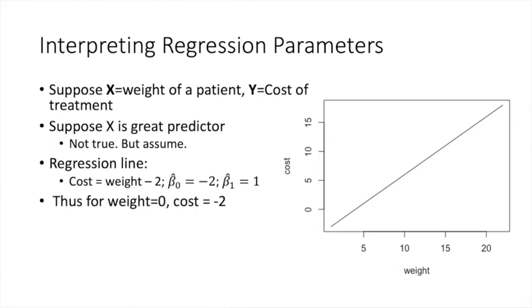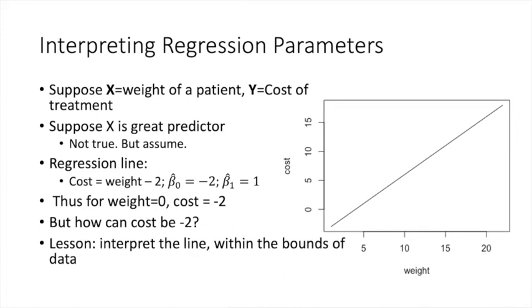Now if we apply this formula blindly, then we can say that for a patient with weight equals 0, the cost is negative. That means the hospital actually owes money to the patient for treatment. But how can that be true? Well, the problem is that we are over-interpreting our regression line. Clearly, in our data, we had no patient with weight 0 because simply such a patient cannot exist. Therefore, if we interpret our regression line outside the bounds of our data set, we can run into such troubles.